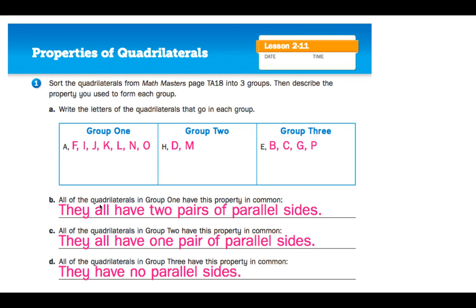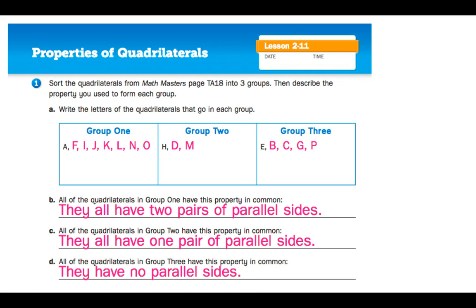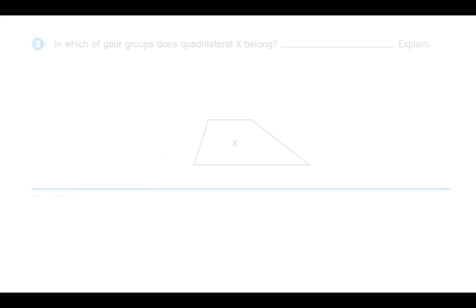So all the quadrilaterals in group 1 have this property in common. They all have two pairs of parallel sides, and we talked about this already. Group 2 has one pair of parallel sides, and group 3 has no parallel sides. So take a minute, pause the video if you need to, and fill in your answers here for your math journal page. Okay, moving forward.